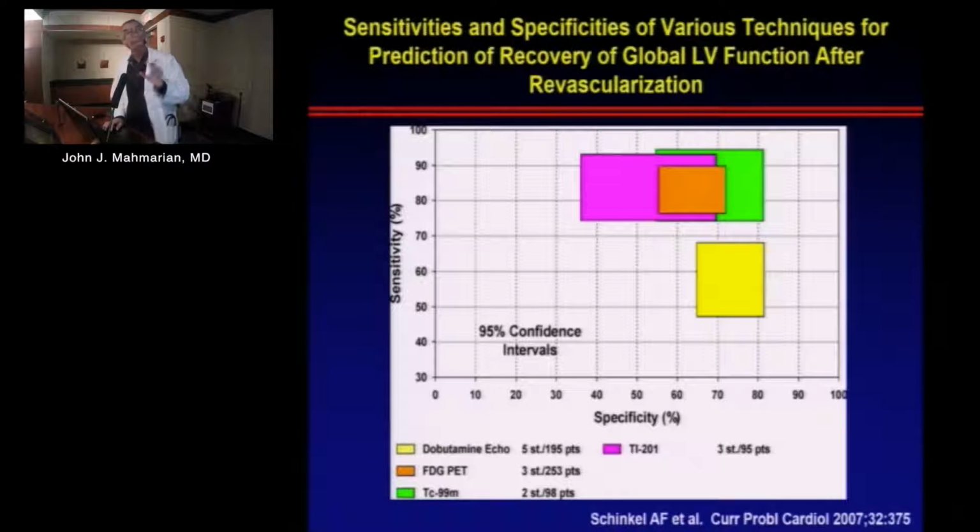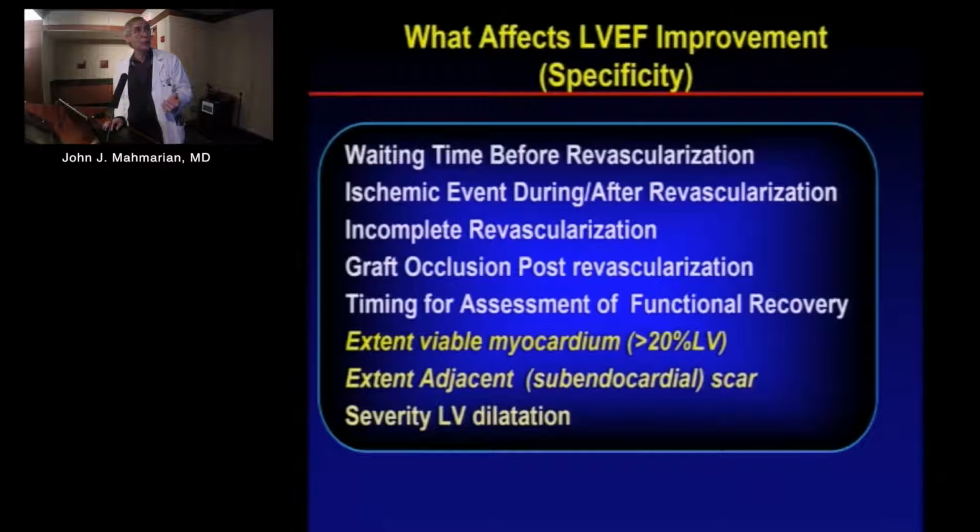That's for looking at regional function. If you look at global function, you can see that they all pretty much look the same in terms of their ability to detect who will actually have an improvement in ejection fraction. So I want to spend the last few minutes just on what actually affects LVEF improvement. Okay, what actually affects that? And one is the waiting time before revascularization.